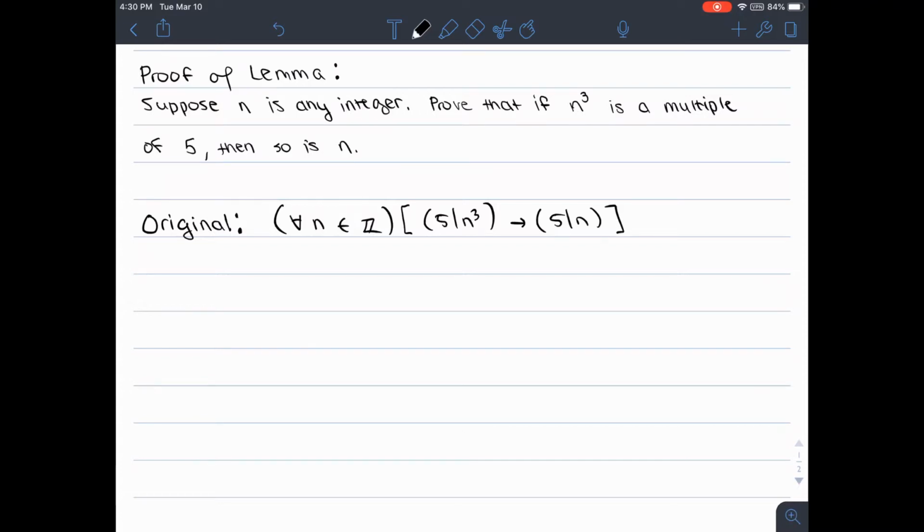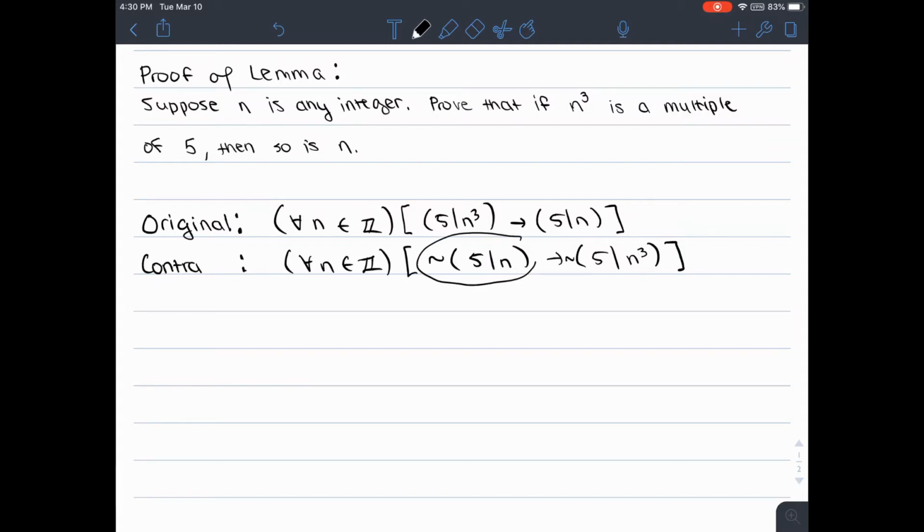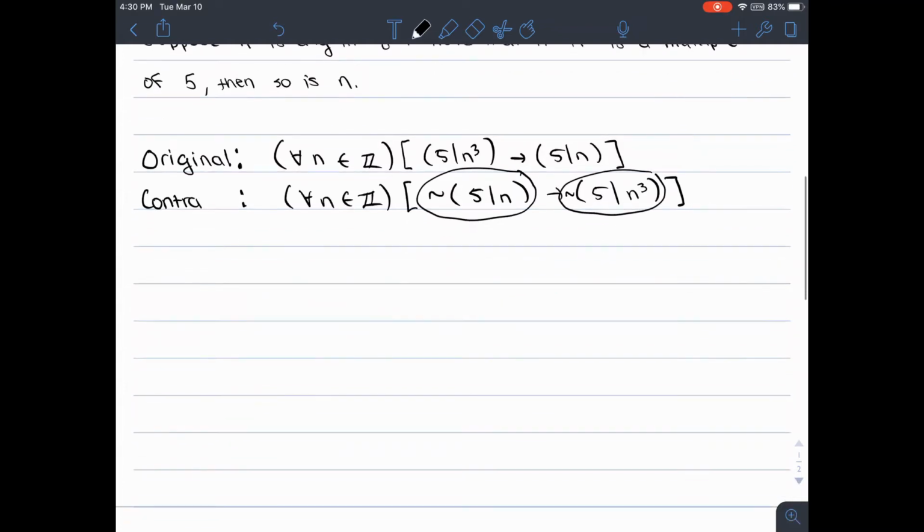Now we want to write out the contrapositive statement. For all n element of integers, notice how the quantifier remains the same, if 5 does not divide n, then 5 also does not divide n cubed. This is the statement we want to prove. Supposing our assumption that 5 does not divide n holds, then 5 should also not divide n cubed.